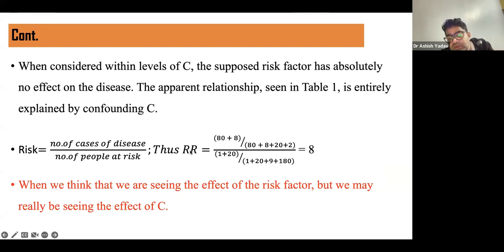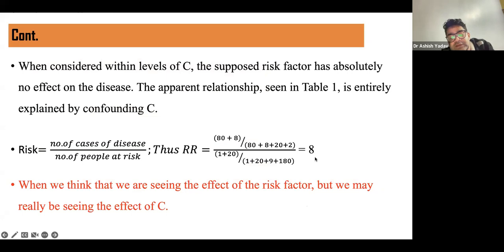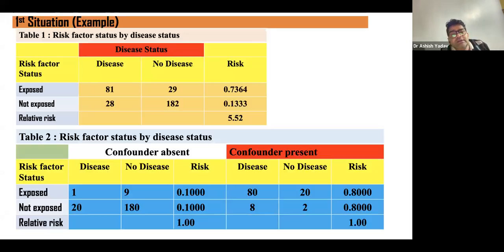The risk with the confounder, the number of cases of disease, is 80 plus 8 divided by total, and the risk in the non-confounder is 20 plus 1 divided by total, and this we are getting as 8. So in actuality, your risk factor is not a risk factor. Whatever you are getting is because of the confounder effect.